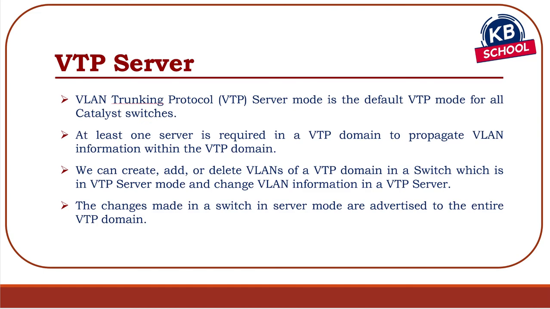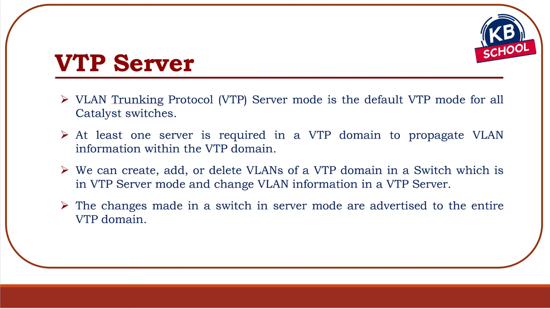And I've documented that for you guys on here. VLAN Trunking Protocol, or VTP, server mode is the default VTP mode for all Catalyst switches. At least one server is required in a VTP domain to propagate the creation of the VLANs to the devices. We can create, add, and delete VLANs on a switch that is in VTP server mode, and change the VLAN information in a VTP server. Changes, whatever you make over here in the server mode, are advertised to the entire VTP domain.